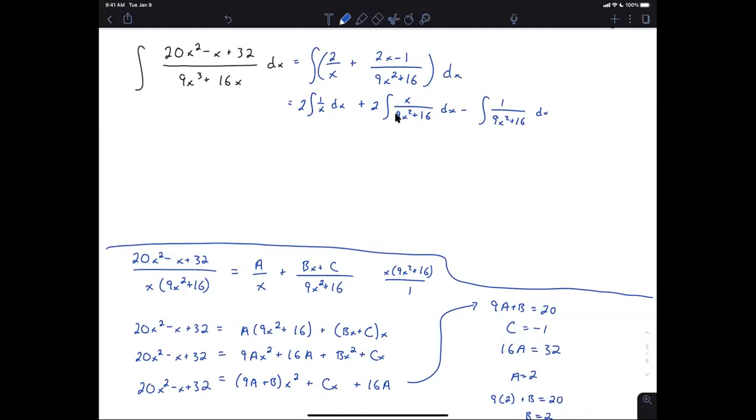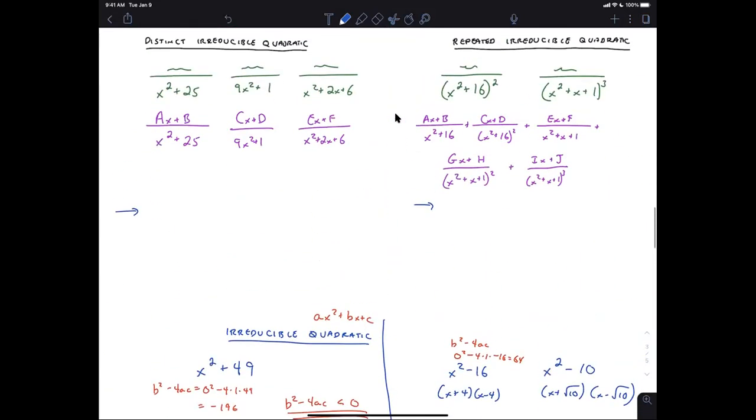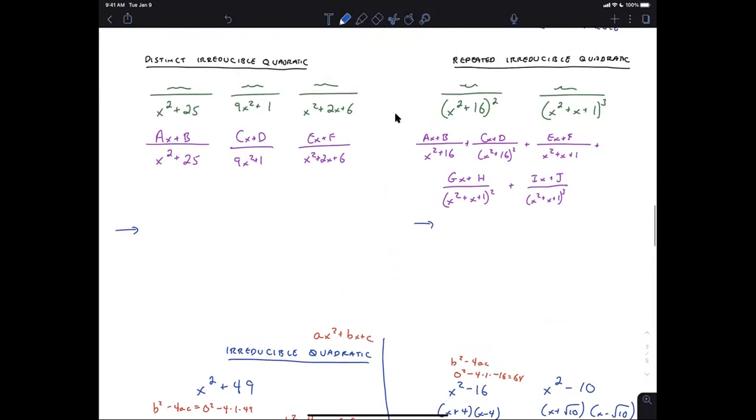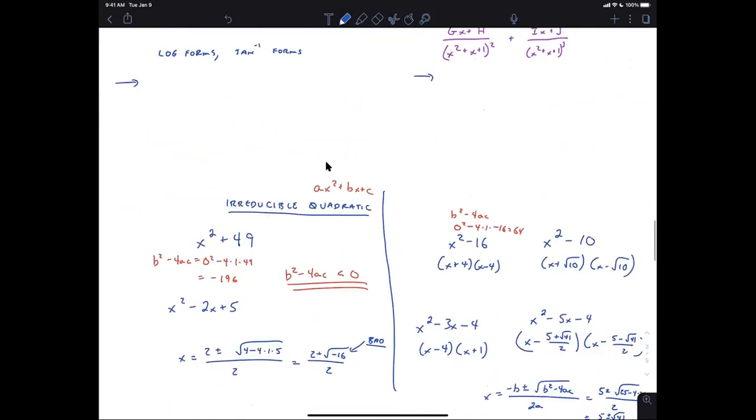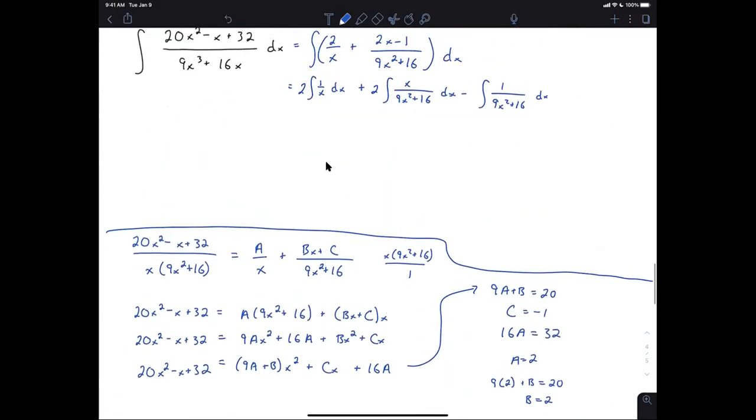Okay, so before we finish that, let's go back up and fill in. When we're doing distinct irreducible quadratic, these are log forms and inverse tangent forms, which is true for these, and it turns out is true for these, but that's a lot harder. And if we have time, we will talk about that tomorrow. If not, we will do it sometime after the test.